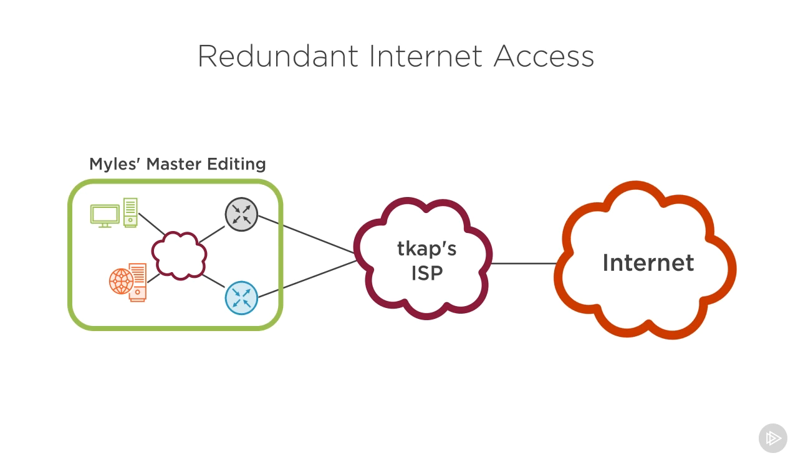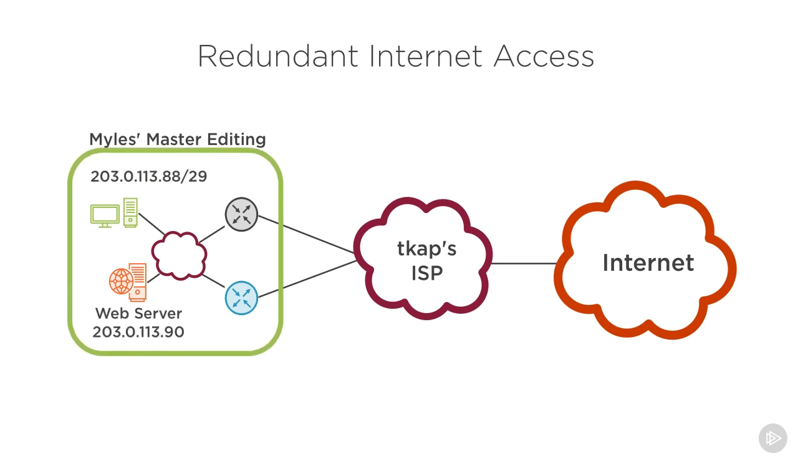Here we have Miles Master Editing over there on the left-hand side, and he's a business and his business is booming. And what he needs to do here is create a redundant connection to the internet. So he goes over and buys some internet service from TCAP. He's able to put 2 routers in his edge and get that internet service from TCAP there.